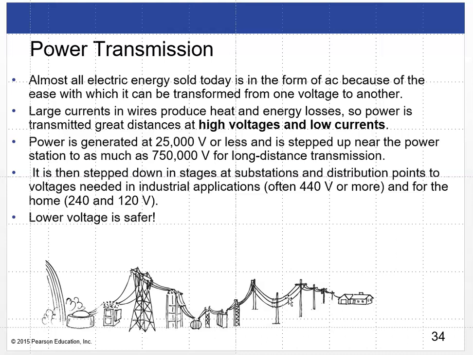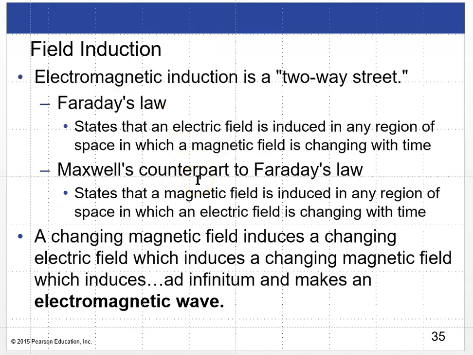And then we have to get it back to where it's safe again. So what they do is they step it down at substations and distribution points. The voltage needed maybe in industry is 1,000 volts or 440 volts, and for the home, 240 and 120. The lower voltage is safer. You wouldn't want 750 kilovolts in your house. That'd be very dangerous. So electromagnetic induction is actually a two-way street.